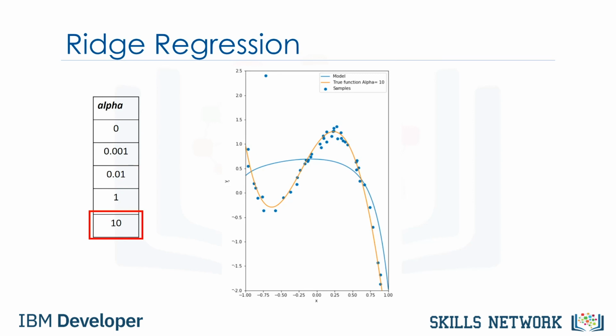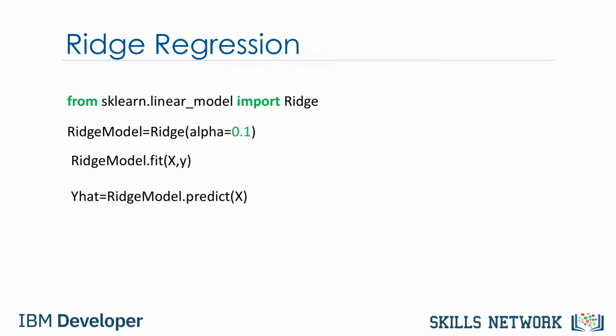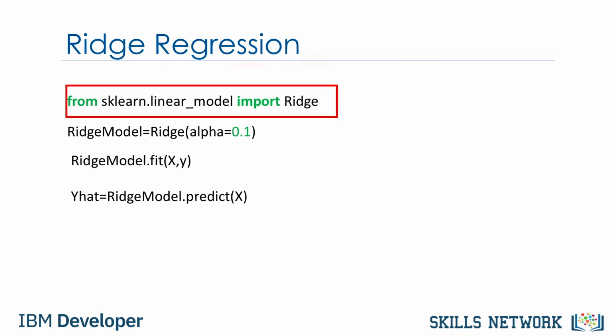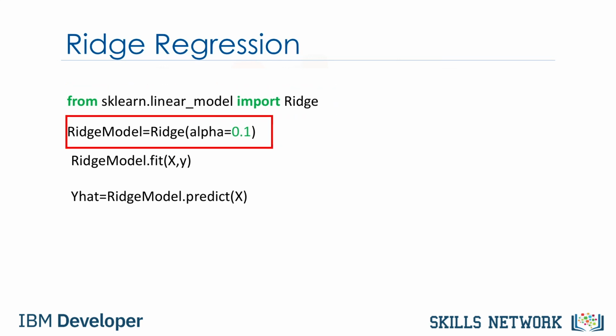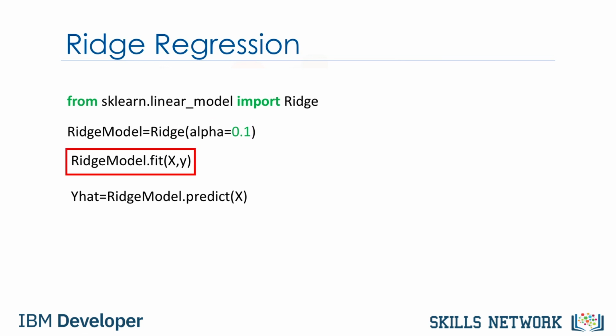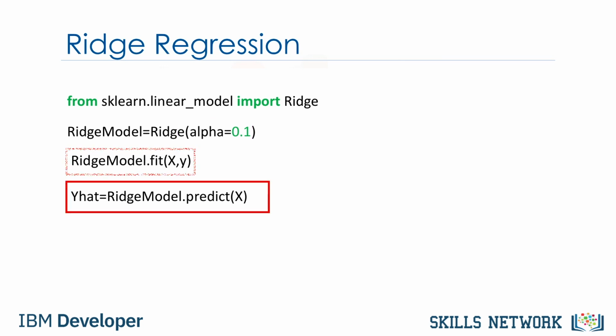In order to select alpha, we use cross-validation. To make a prediction using ridge regression, import Ridge from sklearn linear models. Create a Ridge object using the constructor. The parameter alpha is one of the arguments of the constructor. We train the model using the fit method. To make a prediction, we use the predict method.